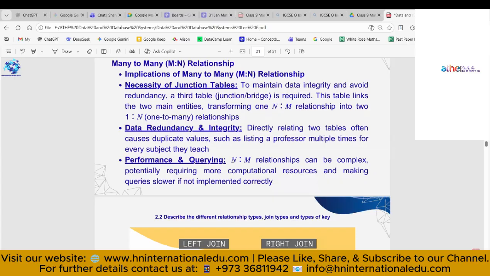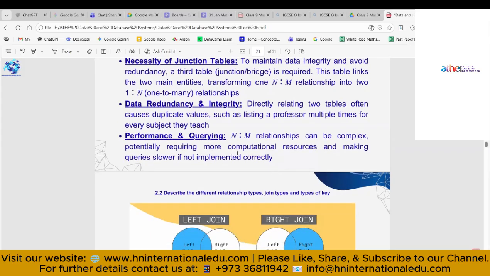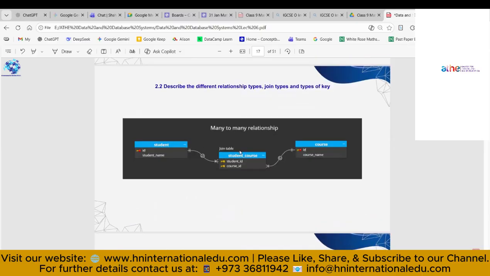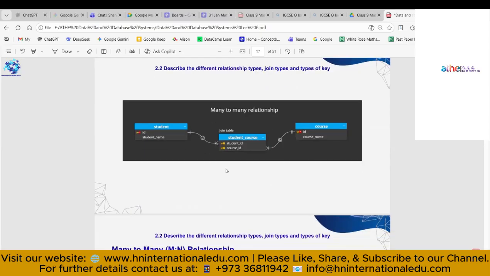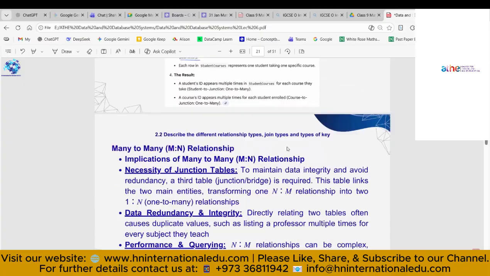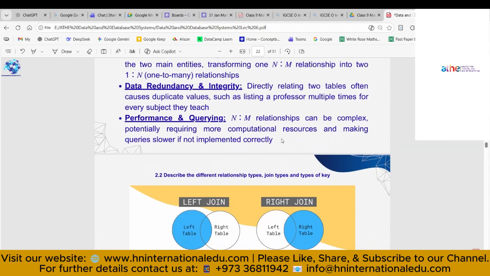And lastly, performance and querying. Many to many relationships can be complex, right? Potentially requiring more computational resources and making queries slower if not implemented correctly. If we make the table like this for any many to many relationship, we can understand what is happening because of this junction table. But if we were to write a query using structured query language, or SQL, in any database management system, that query can take some time to load. That means it can have an effect on the performance if it is not implemented correctly.